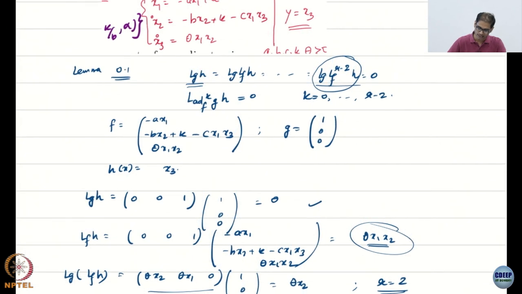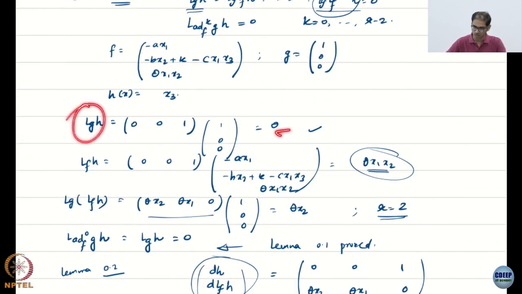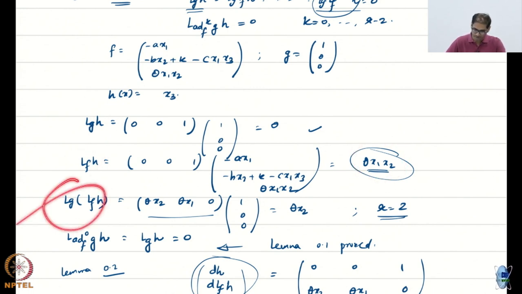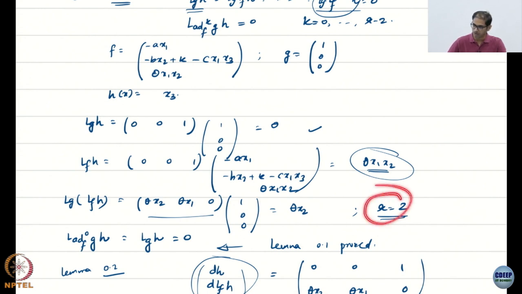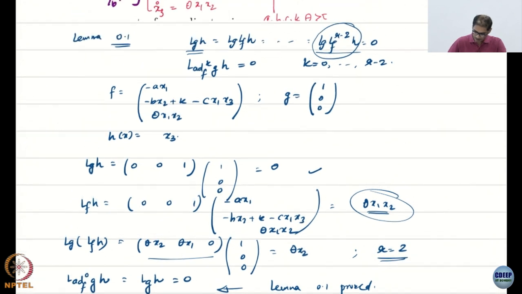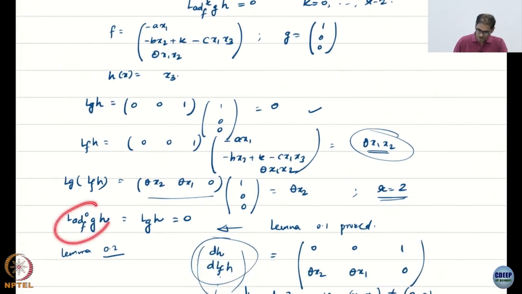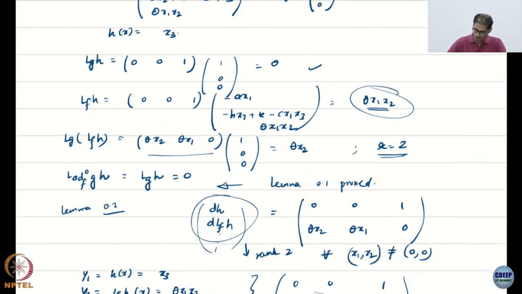We did all the computations. We computed L_g h first. It was 0. Then we computed L_f h, which was theta x1 x2. Then we computed L_g L_f h, which was theta x2. So this itself came out to be non-zero, and this is just the first power. So basically, you have r equal to 2, because this 1 is equal to r minus 1. So we got relative degree 2. And all we had to prove was that L_ad_f^0 g h is equal to 0, and that's what we proved. Very easy, already done. So lemma 0.1 was easy to prove.